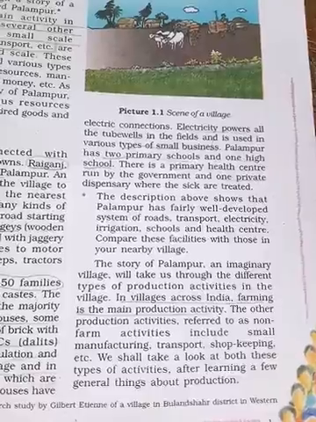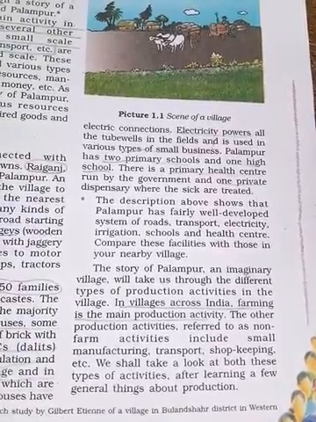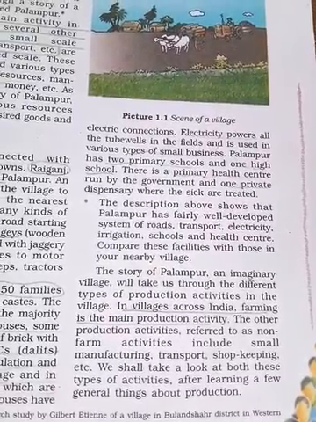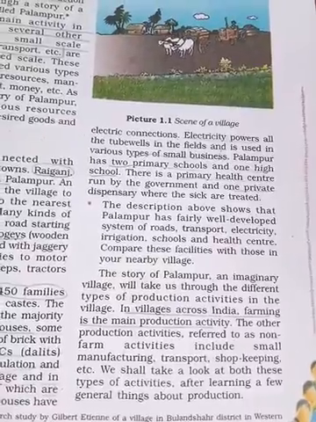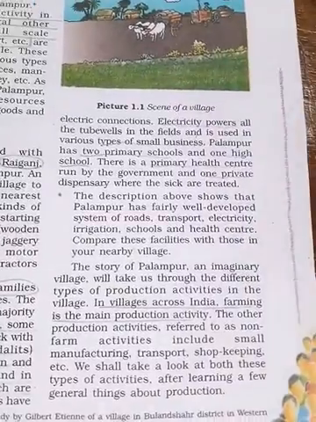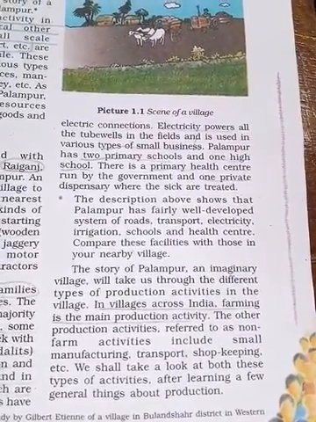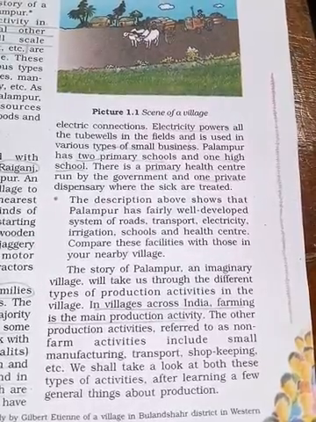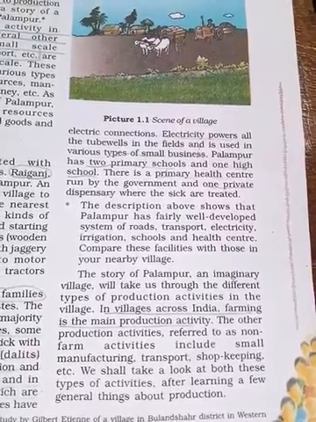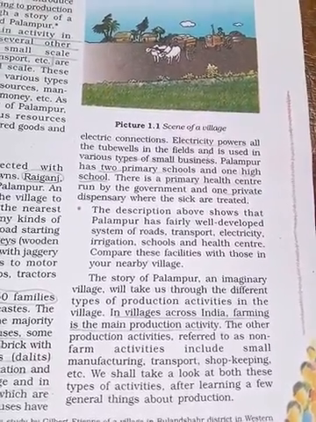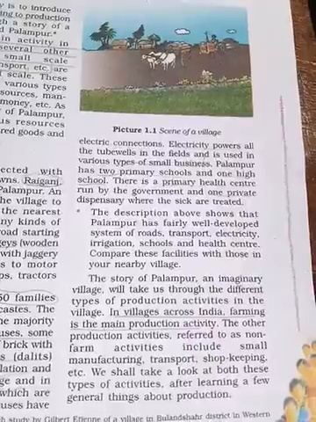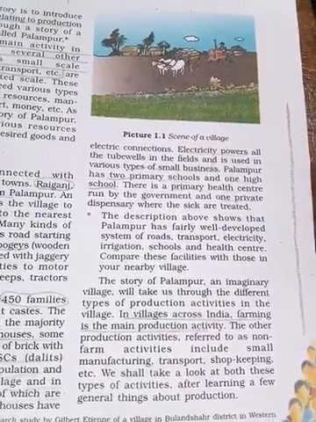Okay, the story of Palampur, an imaginary village, will take us through the different types of production activities in the village. Through this village, we are going to learn about the various production activities which are carried out in a village, or we can say in every village of India. In every village of India, their main occupation is production. Most of the people who live in the village, their main source is agriculture only. We have to know that.